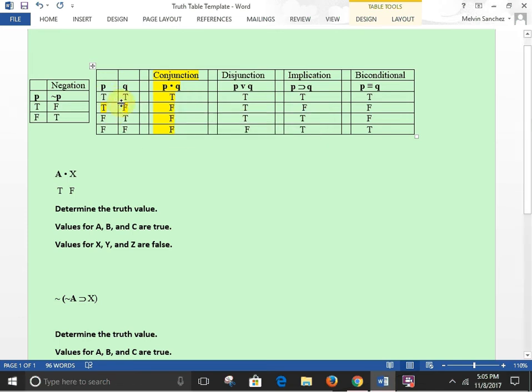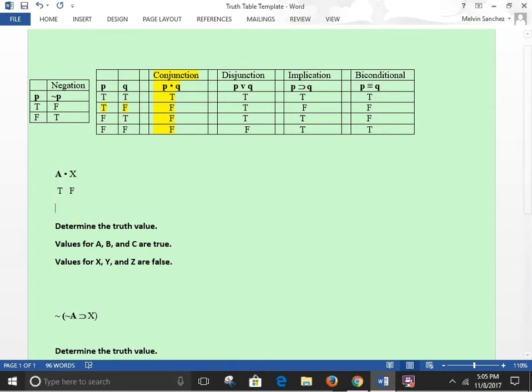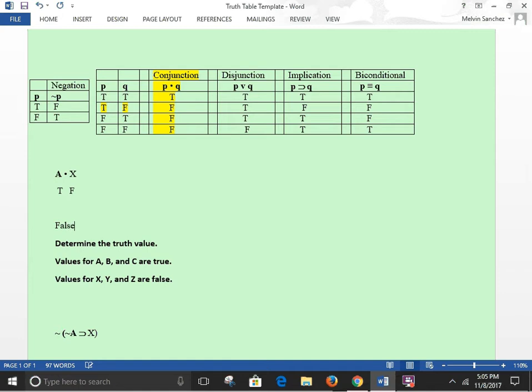The first one is the T and T. When P is true and Q is false, the whole thing ends up being false, right? And that's exactly the scenario that we have here. We have T and F, and so the answer for this is false. The whole answer is false, and that's what we were trying to compute.